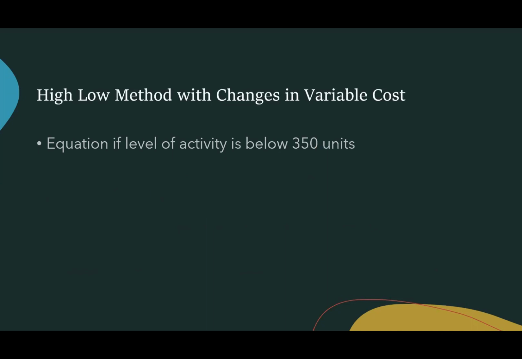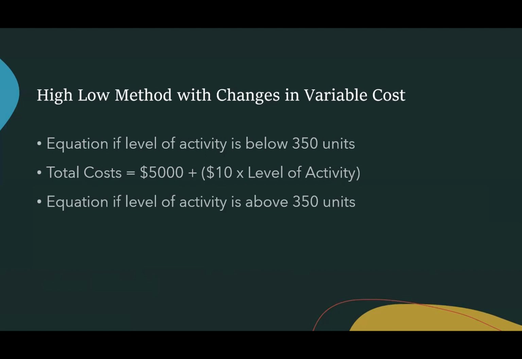Okay, so this is the equation. If the level of activity is below 350, 5,000 remains your fixed cost, 10, and you multiply with the level of activity. If the level of activity is above 350, in that case, the variable cost will be 9 rather than 10. The rest of the equation will remain the same.